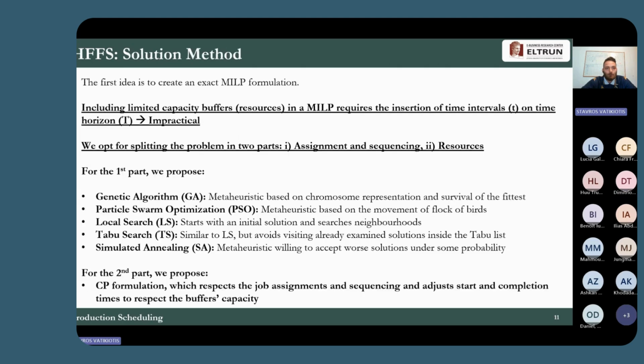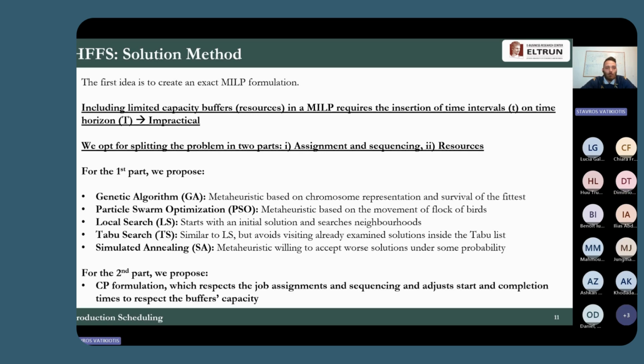And we are also aiming at solving quite larger instances, namely up to 315 jobs on 9 stages. So in terms of the solution method, our first idea was to create an exact method, a MILP formulation. But the problem with this formulation is that when we try to include resources, and in our case, limited capacity buffers, it is required that we insert time intervals, which explodes the size of the problem up to a point where it is impractical or inefficient.